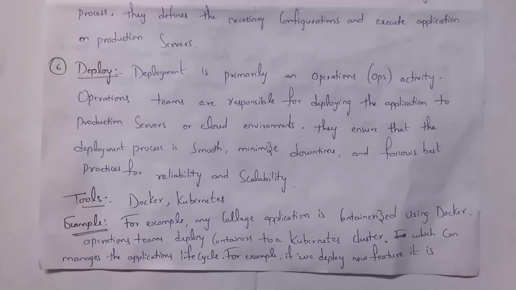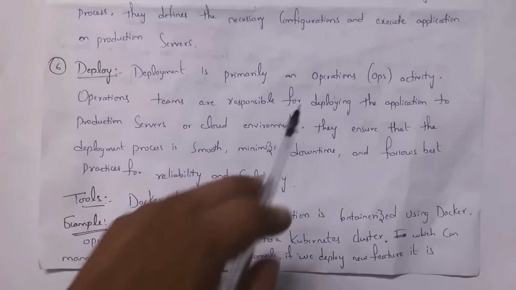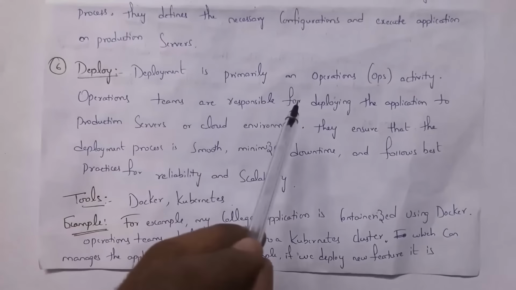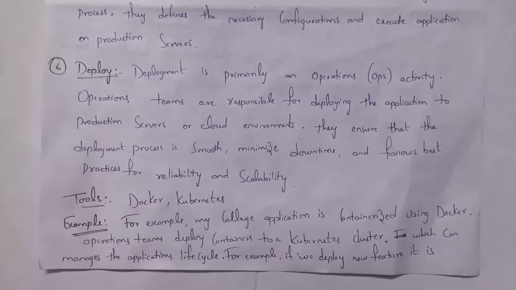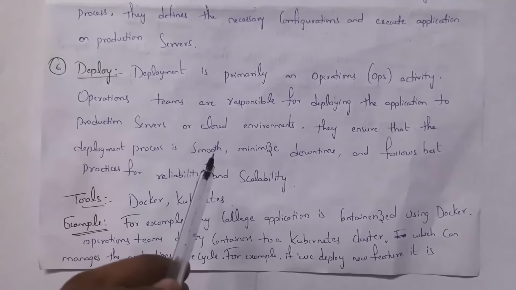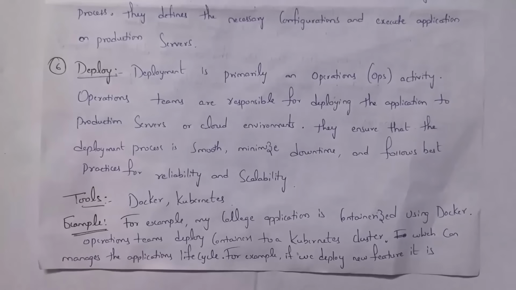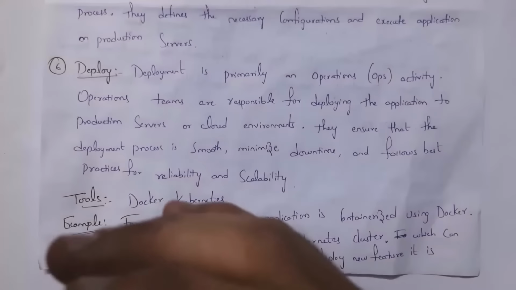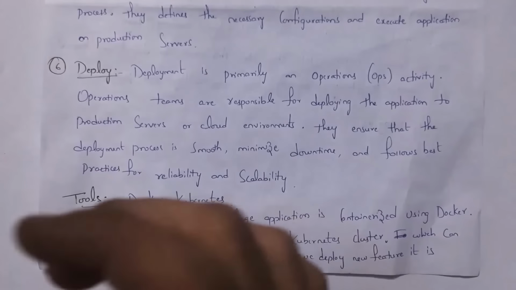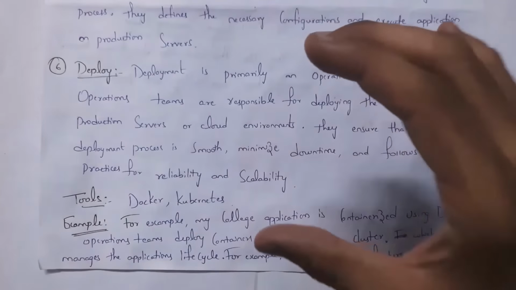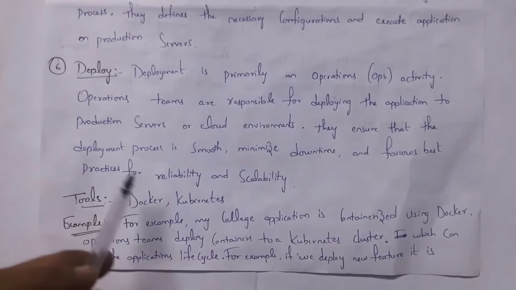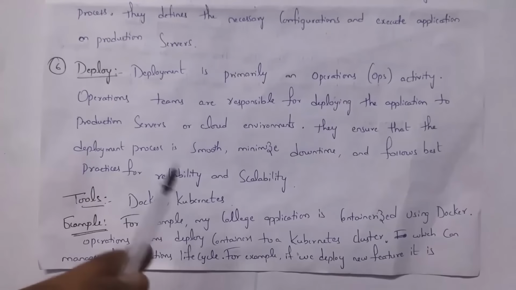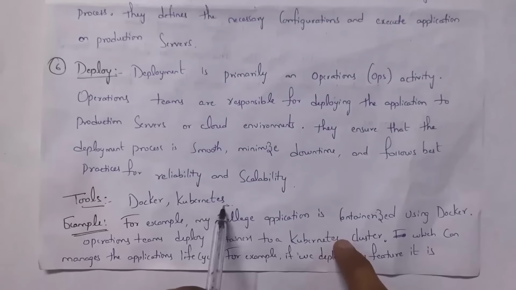And the sixth one is the deployment stage. In the release phase, if everything is working on the dummy server, then they will place the application on the actual server, that is, the production server. And this deployment is handled by the operations team. Operations teams are responsible for deploying the application to the production server or cloud. They ensure the deployment process is smooth, minimize downtime, and follow best practices for reliability and scalability. This operations team is completely responsible for completing this work smoothly. At the same time, they will provide security to that application. So these are famous tools for deployment. One is Docker and the next one is Kubernetes. Normally many companies use Kubernetes.